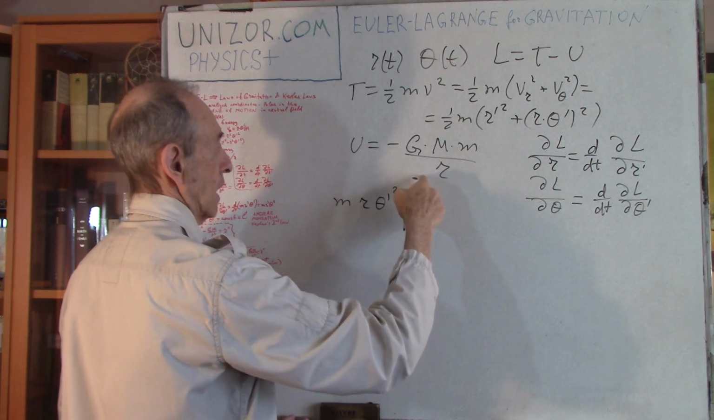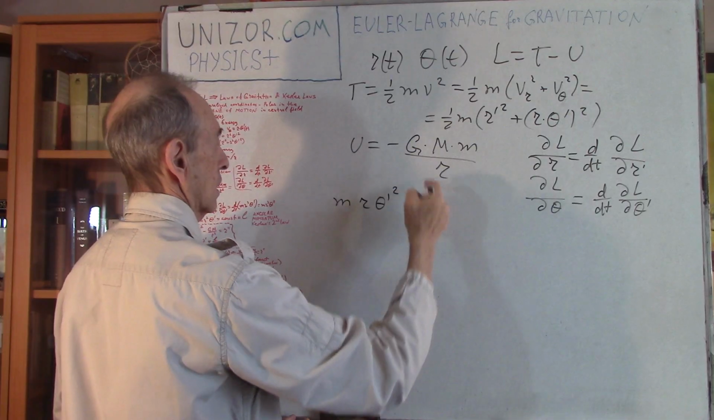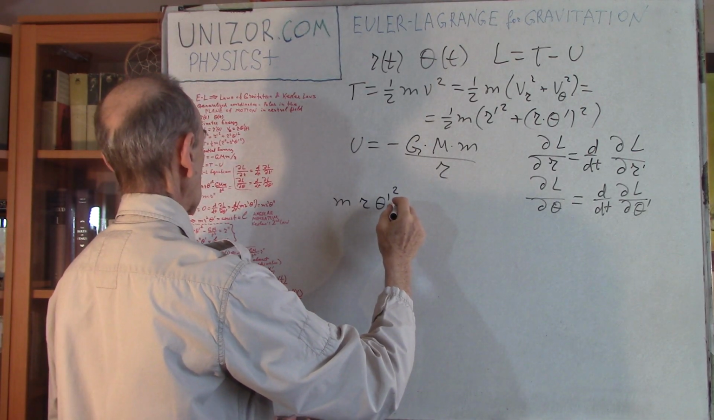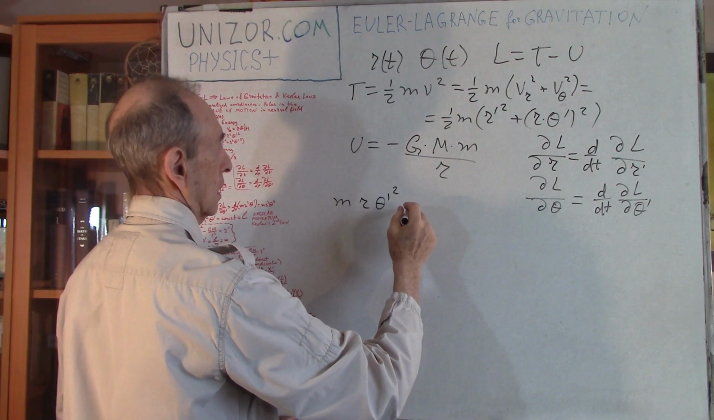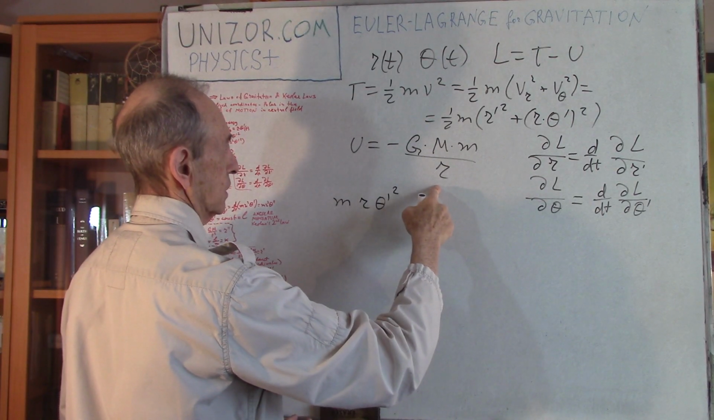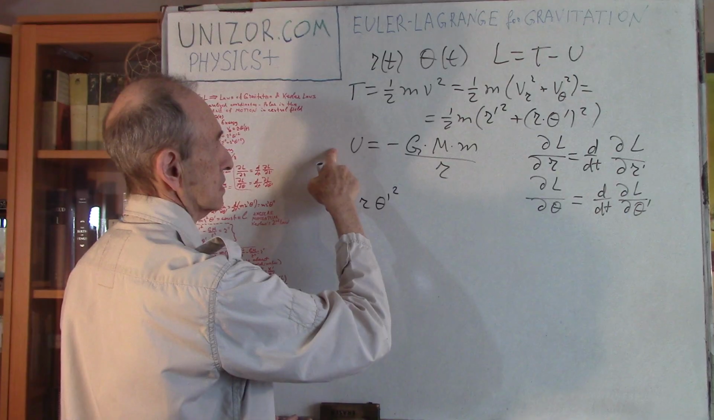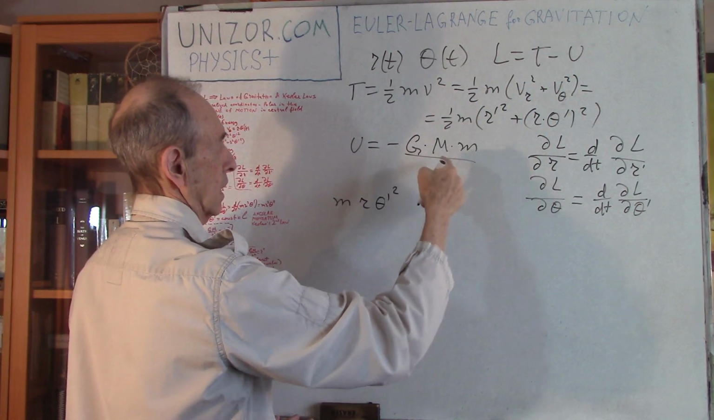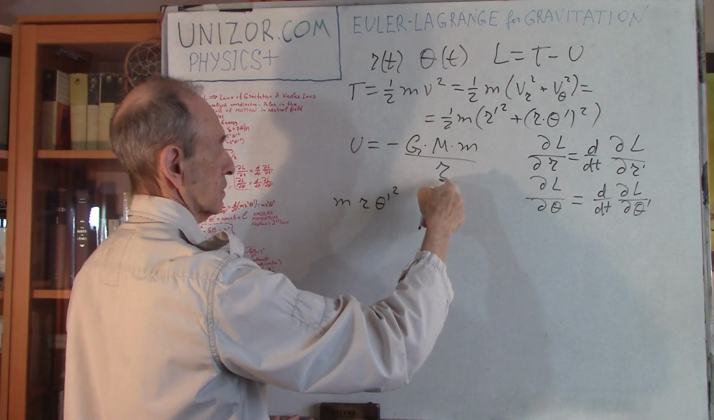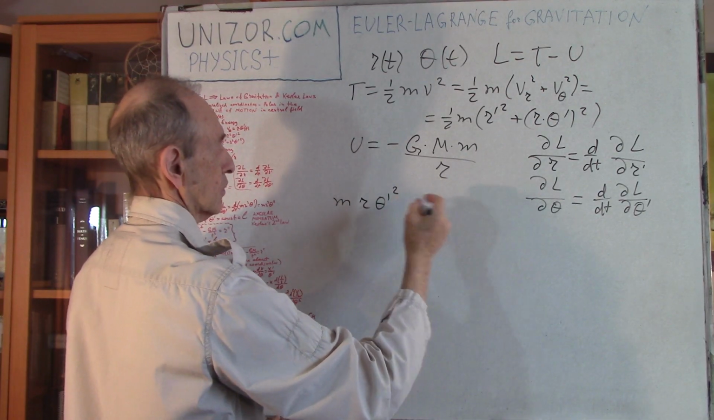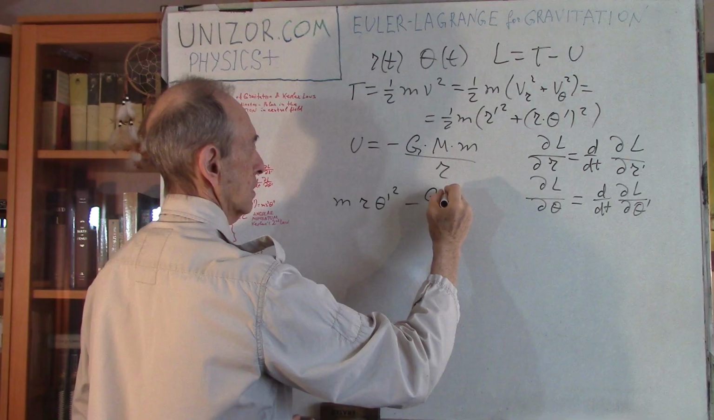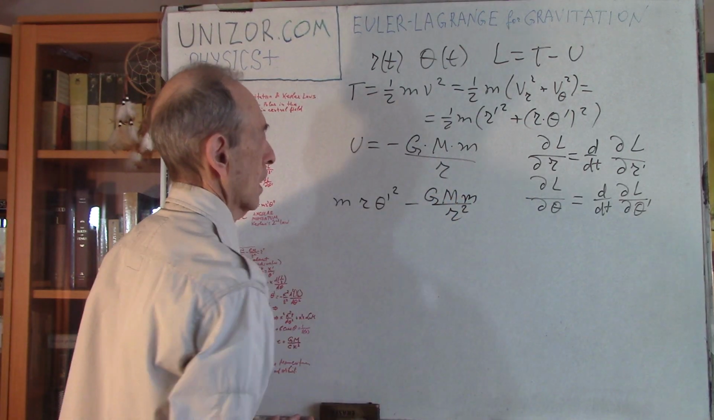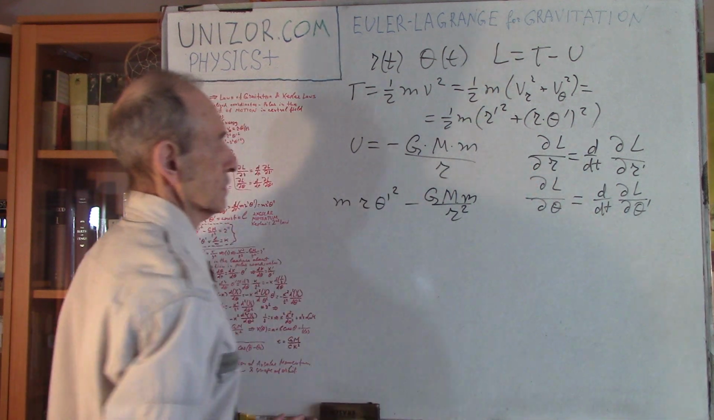Okay. Now this should be differentiated by R. It will be T minus U, so that would be plus. And when we differentiate 1 over r, it will be minus 1 over r squared, so it's minus g. So this is the left part of the first equation.